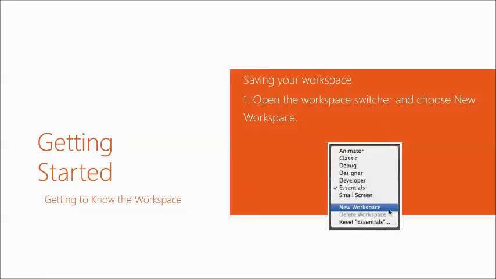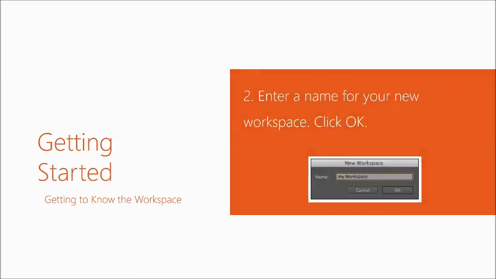In this classroom in the book, we'll be using the Essentials workspace. So how do you save your workspace? Open the workspace switcher and choose New Workspace. Enter the name of your new workspace and then click OK.